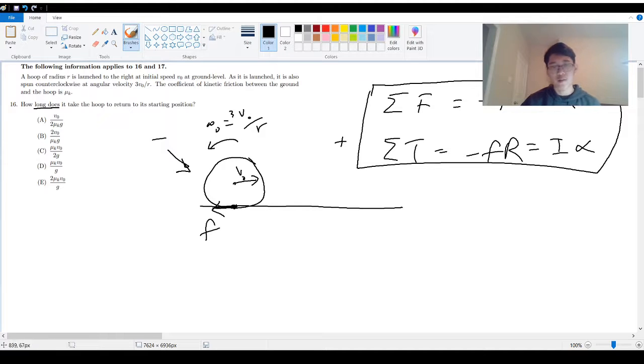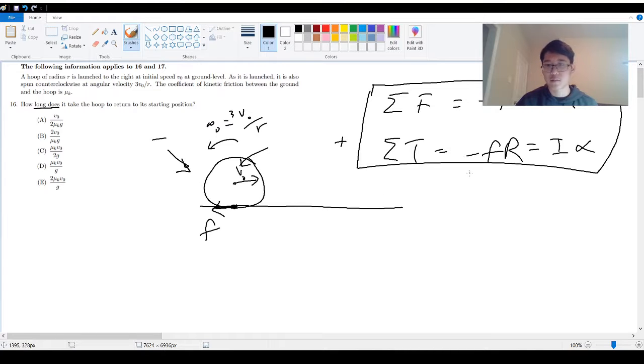So the general strategy, after we have these two equations, is to figure out how long it takes using kinematics, one half a t squared. We can figure out how long it takes for it to stop, for v0 to go to 0. Then we can figure out the time it takes for the hoop to regain its speed backwards and get to the initial position again. This is going to be quite lengthy, but let's start.